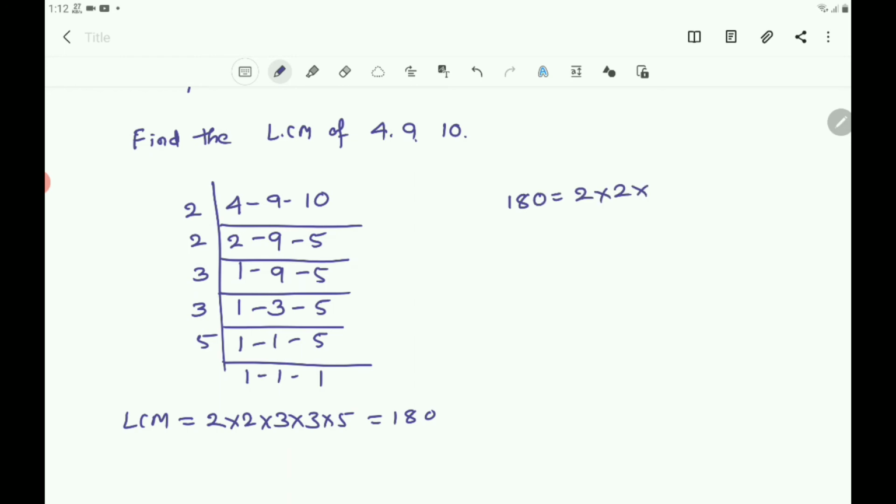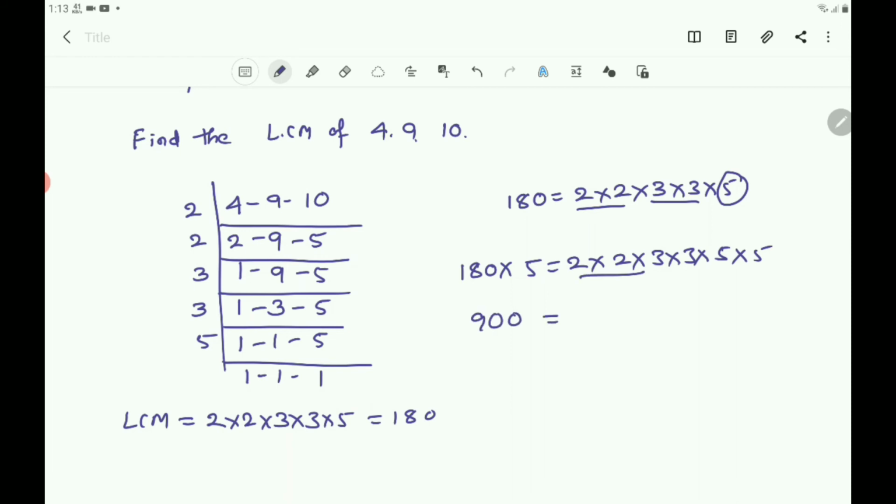2 into 2 into 3 into 3 into 5. Here the 2's are in pairs, the 3's are also in pairs, but 5 is single. That means we have to multiply this by 5. So you multiply 180 into 5, which equals 2 into 2 into 3 into 3 into 5 into 5. Then 18 5s are 90, so you will get 900. If we make the group, 2 into 3 into 5 whole square, that equals 2 3s are 6, 6 5s are 30, 30 square.